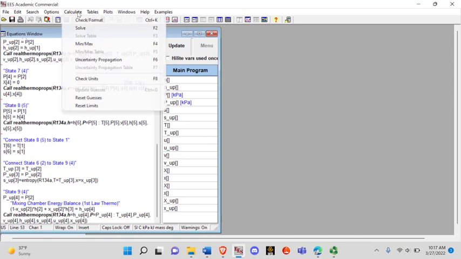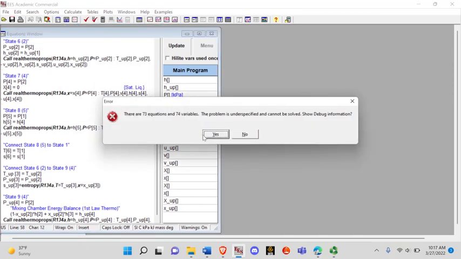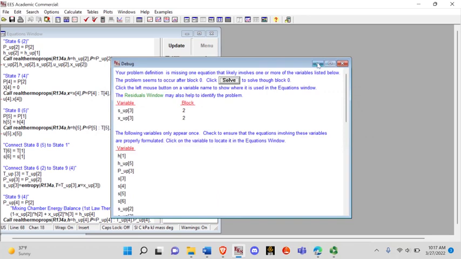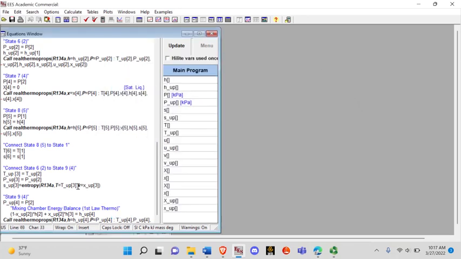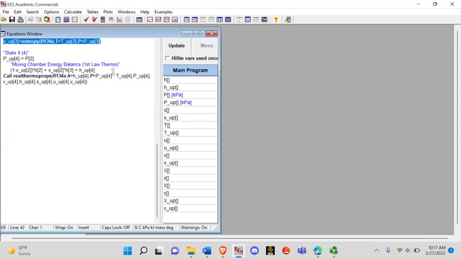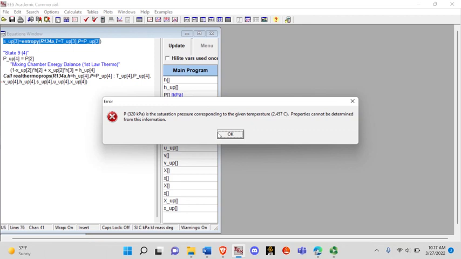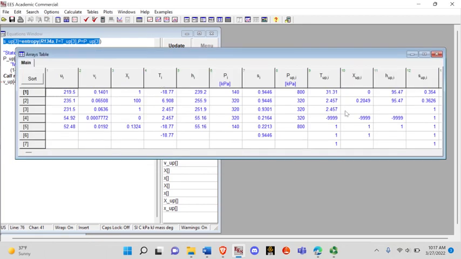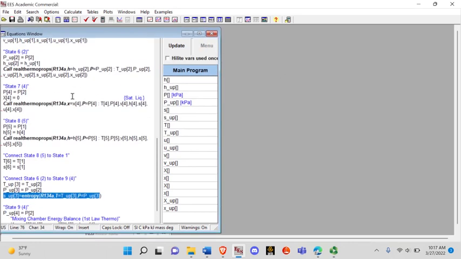Now, when I hit calculate solve, let's see, okay. Here I accidentally have quality, but here my known values are P and T. So we have pressure, temperature. Okay, let me see if that produces an error. Let's connect state 6 to state 9.